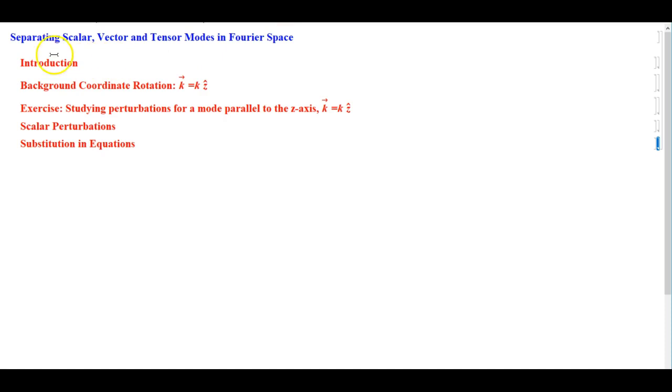Last time we saw how to expand a scalar component in Fourier space. We looked at three mechanisms. One is the expansion of a scalar component, which was originally a scalar perturbation.